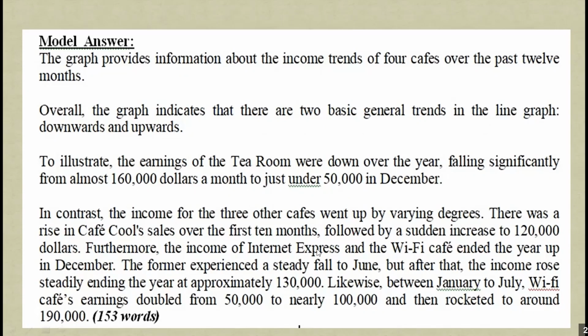Furthermore, the income of Internet Express and the Wi-Fi Cafe ended the year up in December. The former experienced a steady fall to June, but after that the income rose steadily, ending the year at approximately $130,000. Likewise, between January to July, Wi-Fi Cafe's earnings doubled from $50,000 to nearly $100,000 and then rocketed to around $190,000. That's it. That's your task. And we don't need a closing paragraph. We covered the minimum word count, which is 150 words.